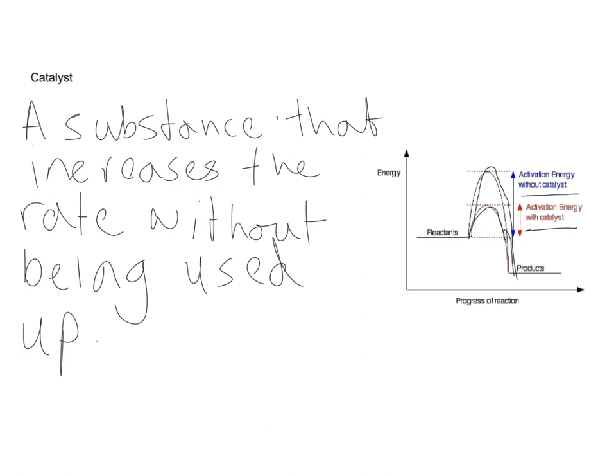So you can see the activation energy required with a catalyst is much lower than without a catalyst. That means that when the particles do collide, they are more likely to have enough energy, so their energy is more likely to be greater than the activation energy with a catalyst, and therefore it's more likely to be successful collisions.